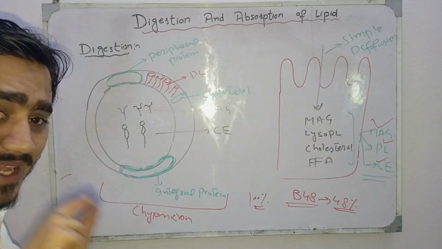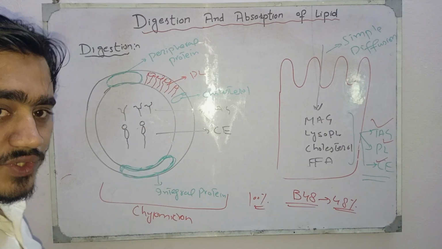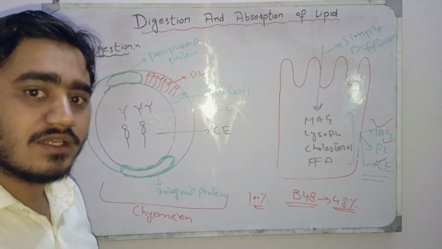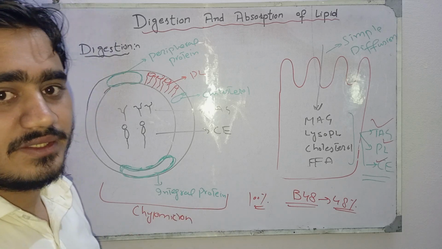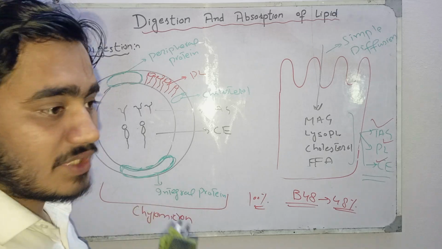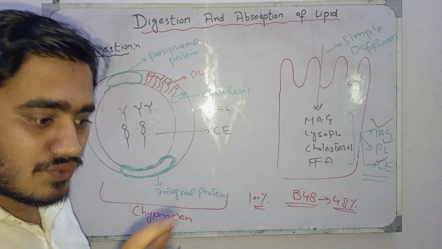Now, through exocytosis, chylomicron is transported into the lymphatics, and through the thoracic duct it is transported into the blood. This is the absorption, and that's how the absorption process takes place. Absorption means to come into the blood.